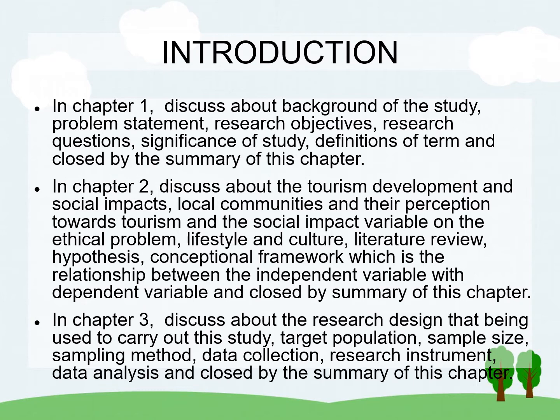In chapter 2, the researchers will discuss tourism development and social impact, local communities and their perception towards tourism, and the social impact variable on the ethical problem, lifestyle and culture, literature review, hypothesis, conceptual framework, which is the relationship between the independent variable and the dependent variable, and close with the summary of this chapter.